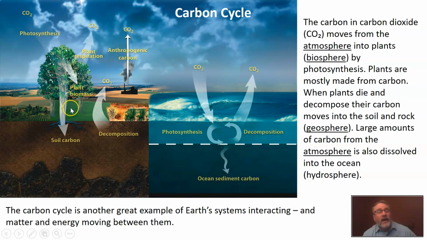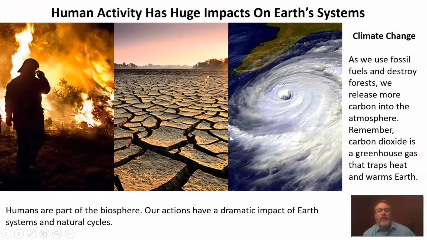When those plants die and they're laying on top of the geosphere, they're going to begin to decompose, and that carbon is going to move back into the soil, back into the geosphere. This also happens over water. Carbon is able to get dissolved inside of the ocean. And so this is an example of carbon moving from the atmosphere into the hydrosphere. And so this happens over and over with lots of different types of matter.